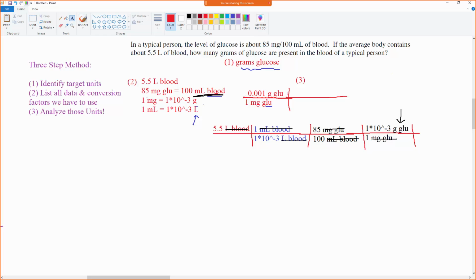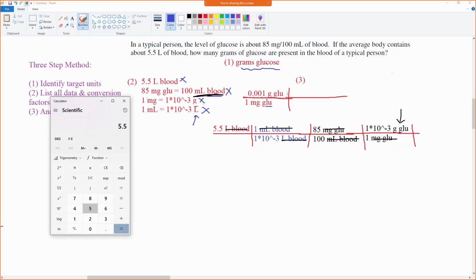Okay, and it can be really helpful to say 5.5 liters of blood. Okay, I used that one. There's no milliliters to liter conversion. I used that one. You don't have to use all of them, right? There may be a case where I give you more information than you need to solve the problem. But you wouldn't want to use the same one twice, or else you would go in circles. All right, so we're going to say 5.5 liters of blood.